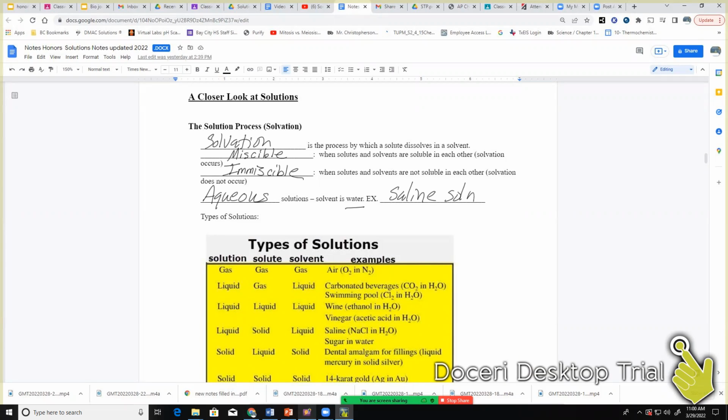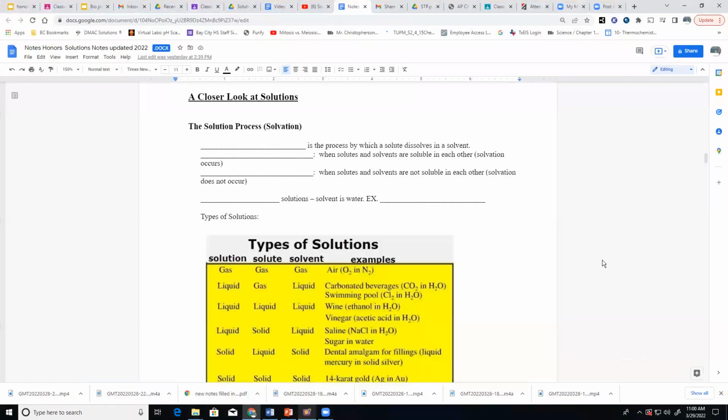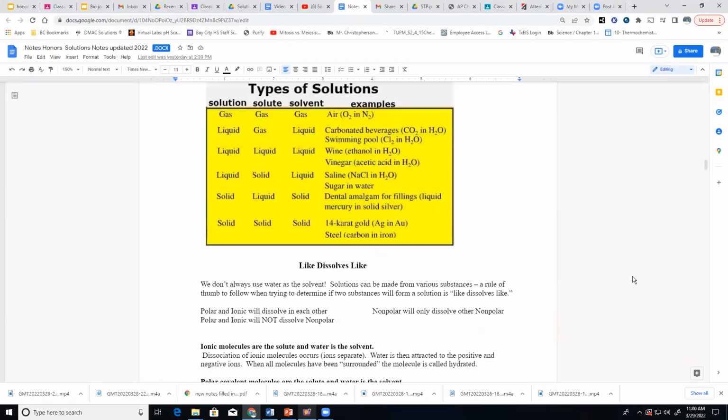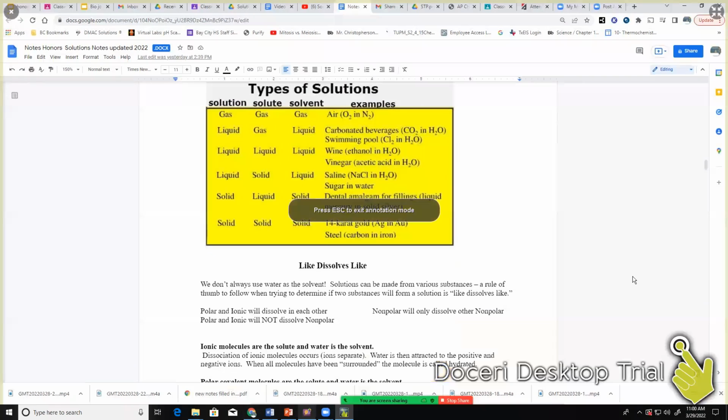All right. The little chart right there gives you some examples of different types of solutions. You can have almost any combination. When you talk about phases, the only one you cannot have is a gas in a solid. So there's no way for a gas to be dissolved in a solid. You can have a gas in a liquid. A Coke would be an example of that, carbon dioxide gas pushed into that liquid. But you cannot get a gas into a solid.